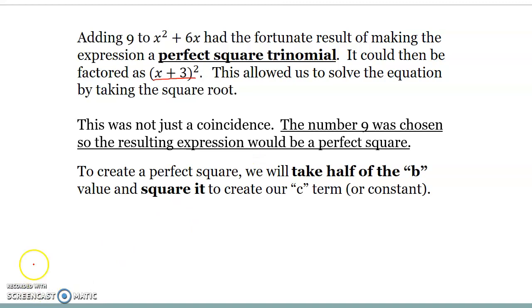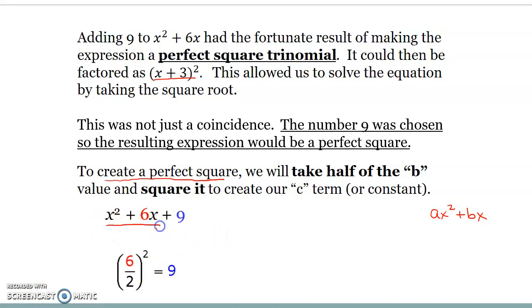All right, so to create a perfect square, what we need to do is think about it as standard form. I need to take half of the b value, whatever the coefficient of my x term is, and then square it. That will create our c term.